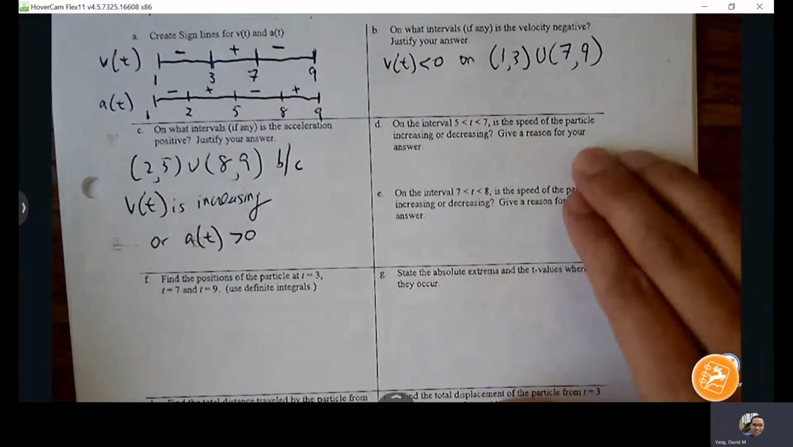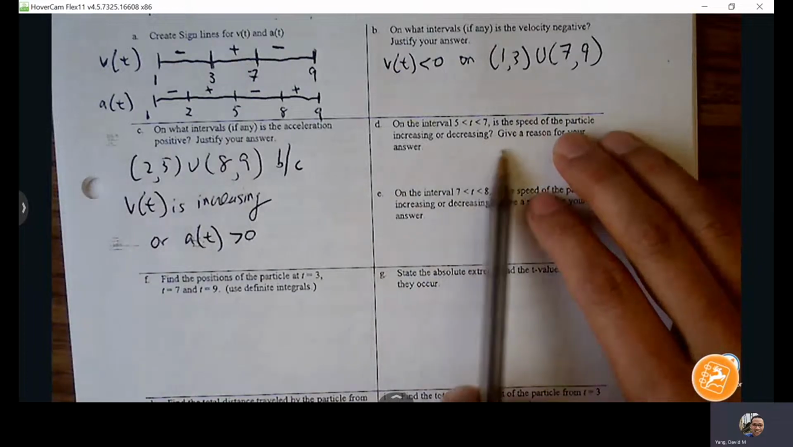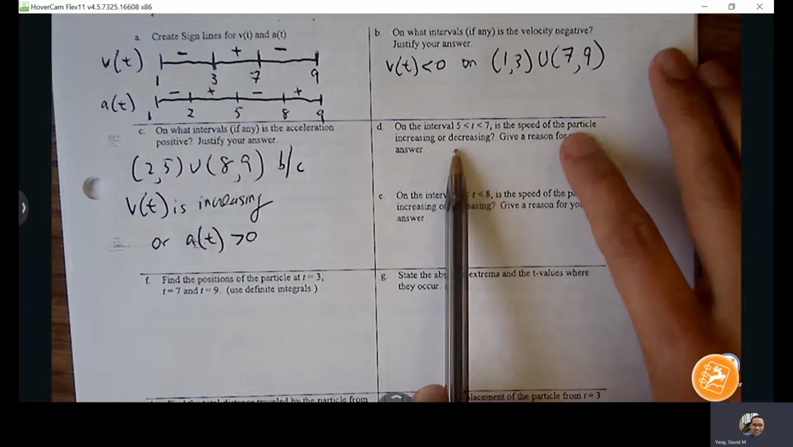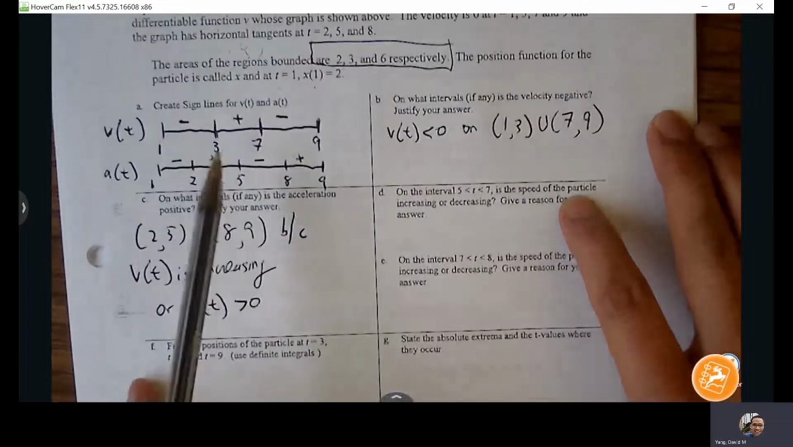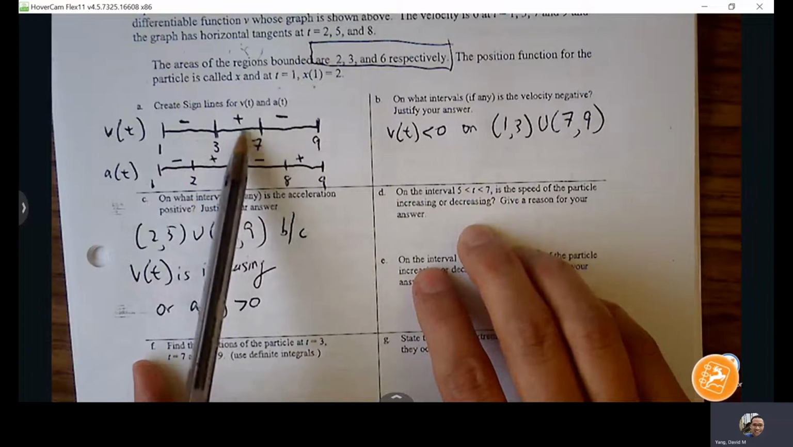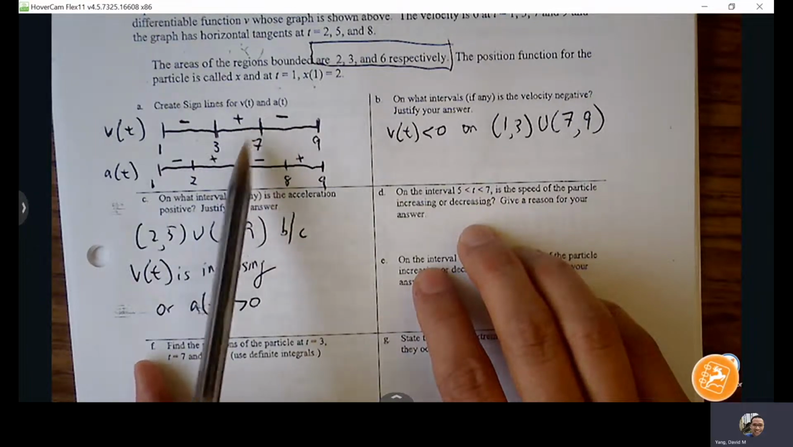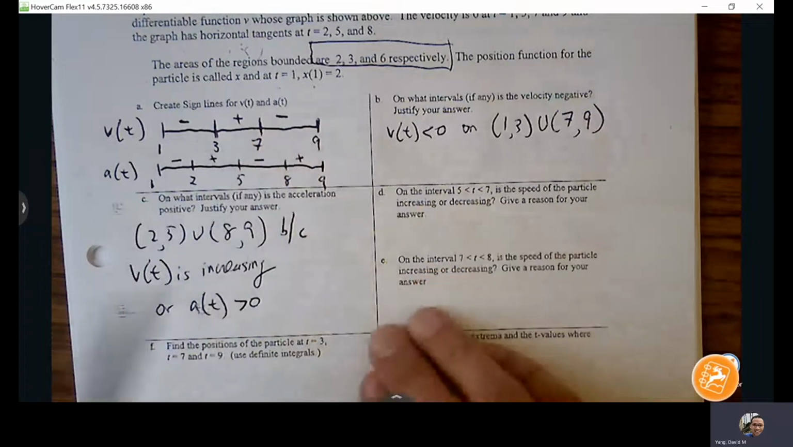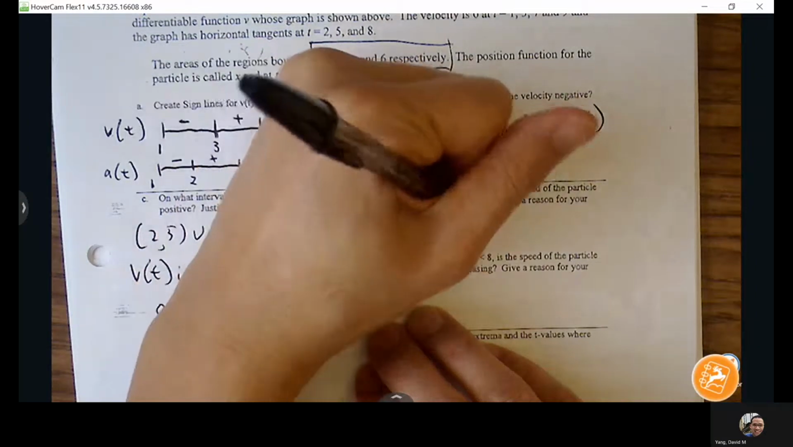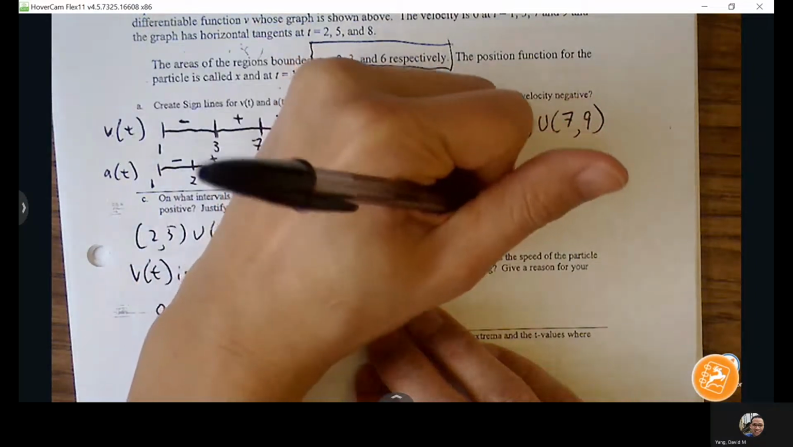Okay, part D, on the interval from 5 to 7, is the speed of the particle increasing or decreasing? So how do we determine whether speed is increasing or decreasing? Okay, same signs, right? Look at 5 and 7. I lined the 2 sign lines up here. So between 5 and 7, positive velocity versus negative acceleration. These are opposite signs. Speed is decreasing.